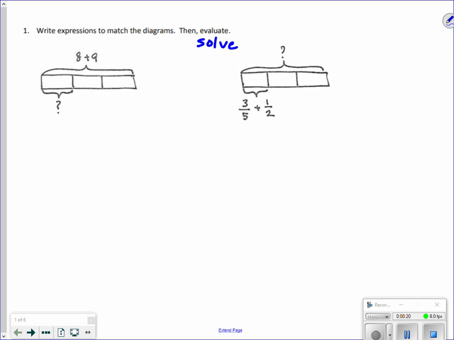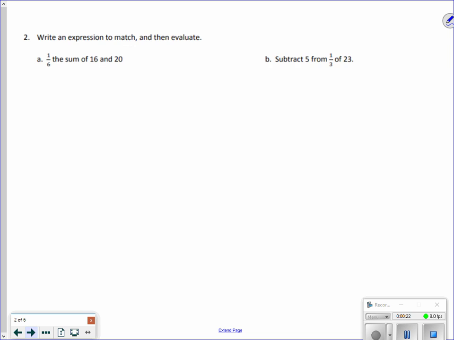So I'm going to skip those for right now. Write an expression to match. So I skipped down to number 2. So write an expression to match.